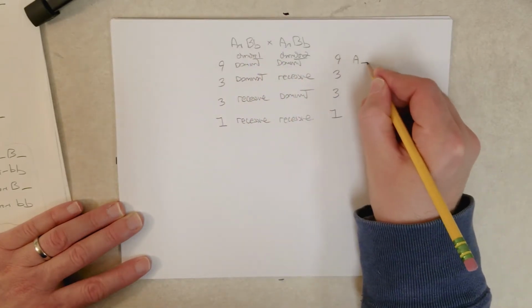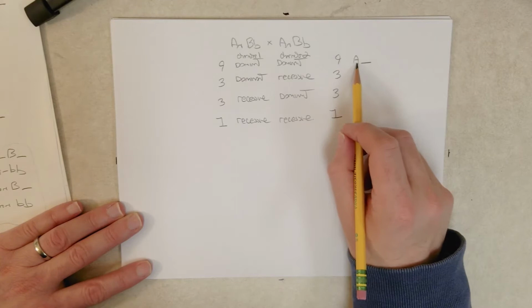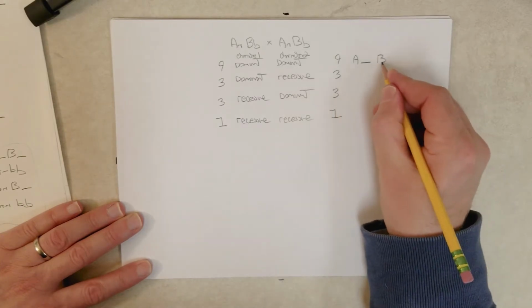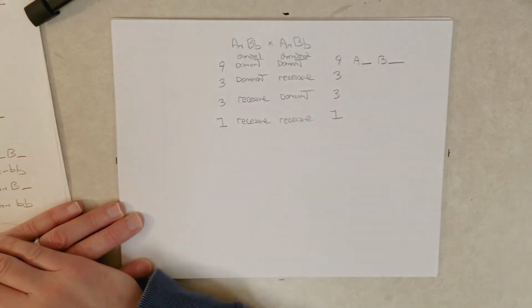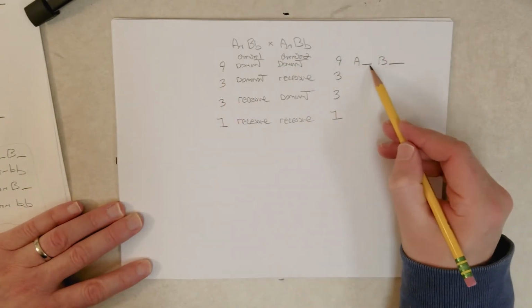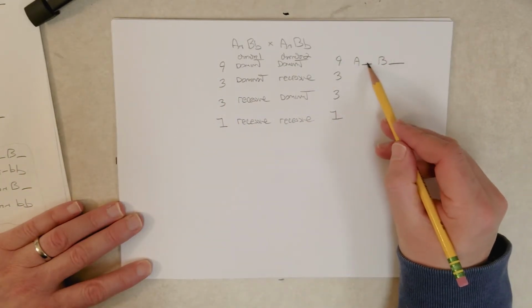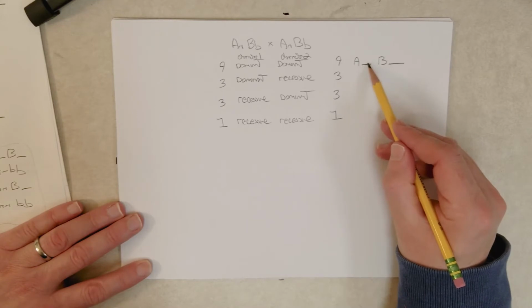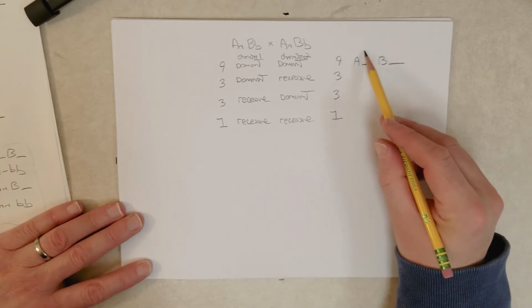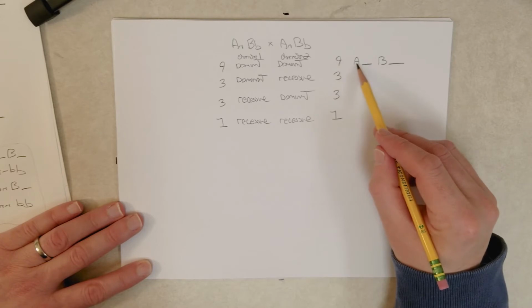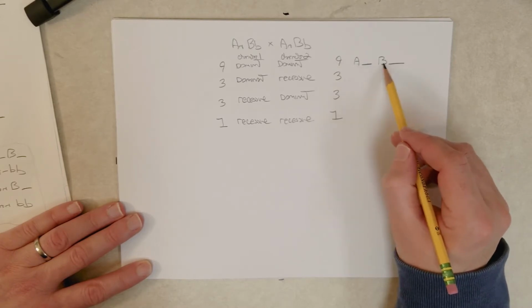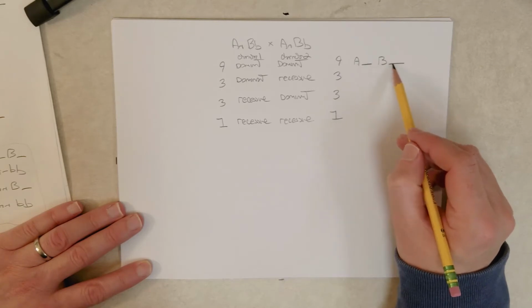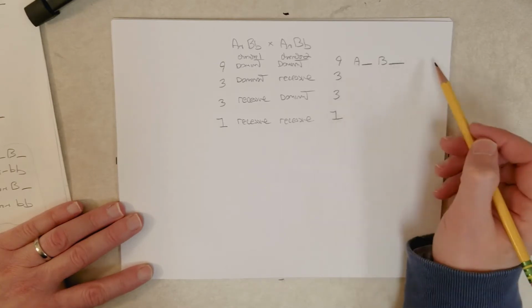And it would be 9 out of the 16 would have at least one dominant A allele and one dominant B allele. So this little underscore here, what that means is we don't care if there is a big A or little a here. We're only interested in the fact that 9 out of the 16 will have at least one big A allele and one big B allele. Again, same thing over here. We don't care if there's a second big B allele or if this is a little b. We don't care about that. That's why we're putting that underscore there.